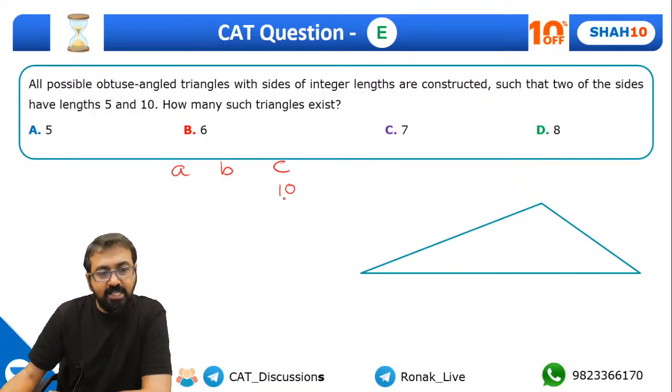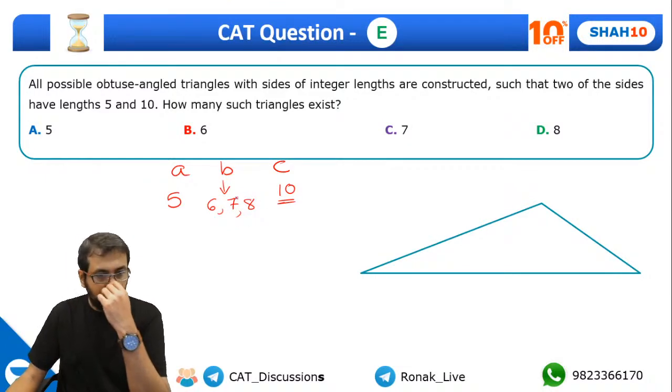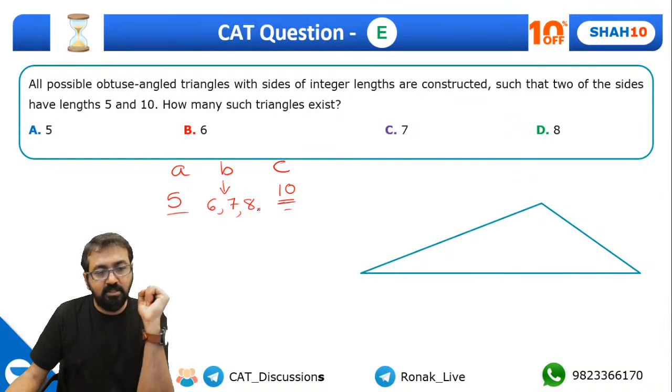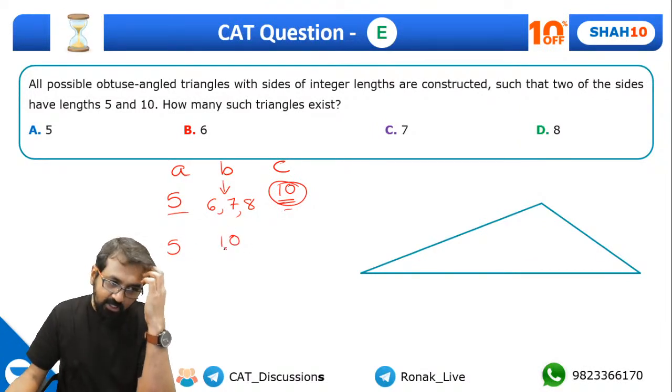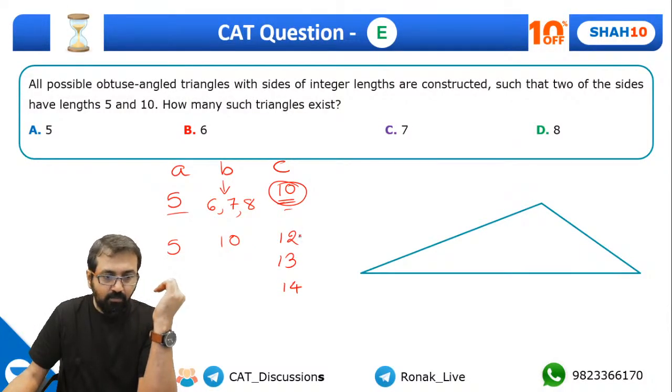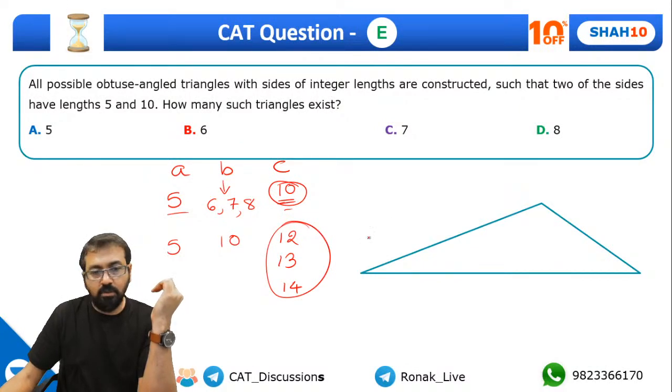Okay, so if we take C as 10, and if we take A as 5, the possible values for B are 6, 7, 8, right? Because B should be greater than the difference, we can't take 9, correct? Okay, if this is 5, this is 10, so this will be what? 125. So we missed 12, right? 12, 13 and 14. Correct? So these three values. Okay guys, so these are the possibilities. So three values, total 6 values.